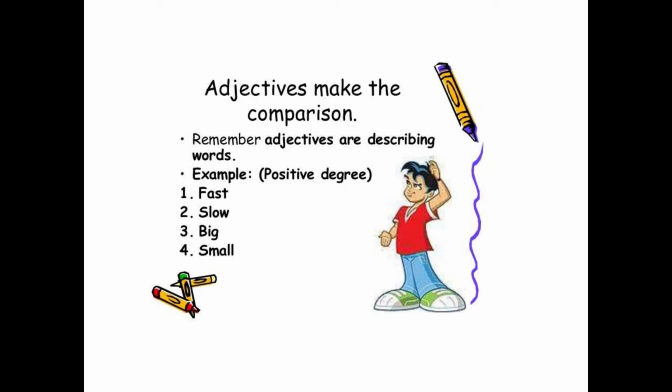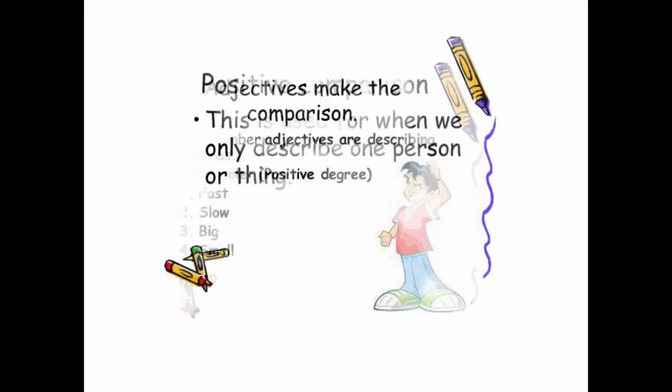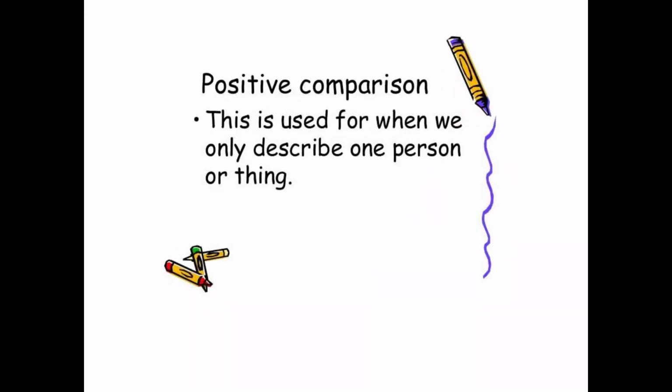For example, there are some words like fast, slow, big, and small. And when we read these words, we understand that these words are in their basic forms, that is their positive degree. So the first degree of comparison is the positive degree. Positive comparison is used when we only describe one person or thing.